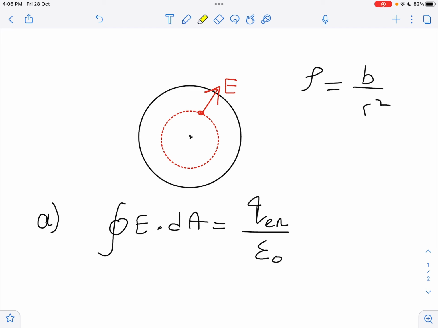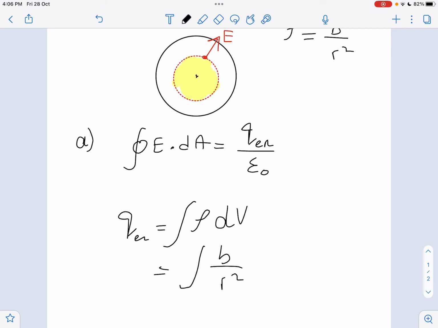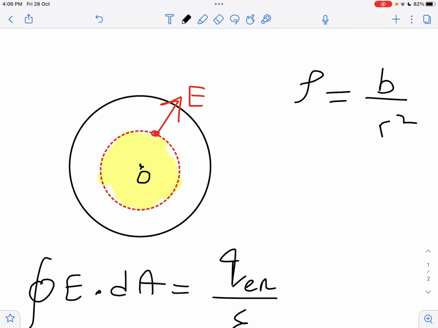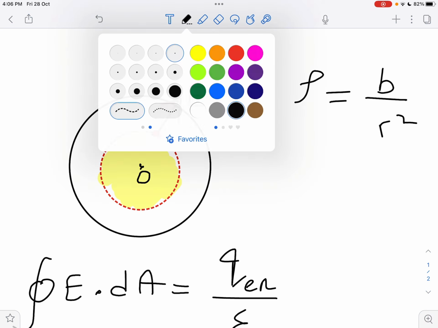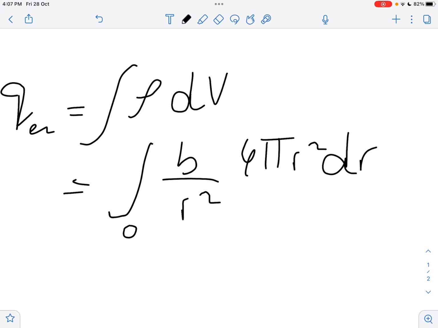So how do I find the charge enclosed in that Gaussian surface? To do that, we apply the formula of Q enclosed, which is the integral of rho dV. Rho is b over r squared. dV is 4 pi r squared dr. From where to where? From simply the center, 0, till some radius r.